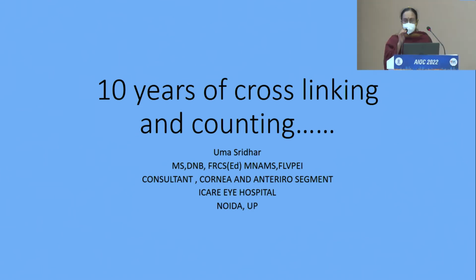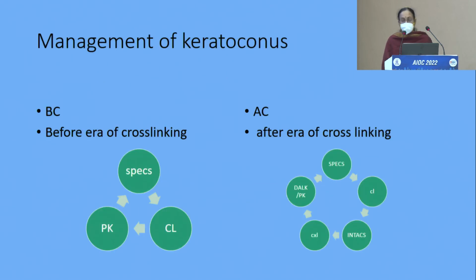So my tryst with keratoconus started maybe in about the year 2000 or so, and I have seen a few thousand patients over a period of time. First things first, we could call it BC and AC, that is, before the era of cross-linking and after the era of cross-linking. Earlier we had just spectacles, then if the spectacles didn't work, contact lenses, and then penetrating keratoplasty. After the era of cross-linking, we have several other mechanisms by which we can treat keratoconus. After hearing all these wonderful talks, you would know that you have Intacs, topo-guided PRK, DALK and PK.